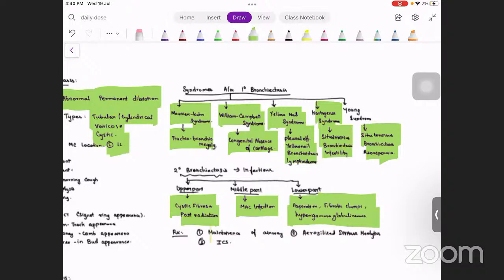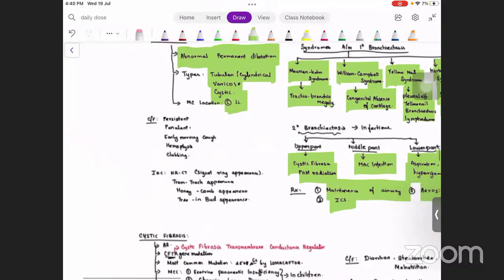Treatment of choice: maintenance of airway and aerosolized DNase mucolytics. Apart from that, inhaled corticosteroid. So steroids are a choice for the lungs. But steroid, as I say, is also a double-edged sword. You have to be very, very careful.